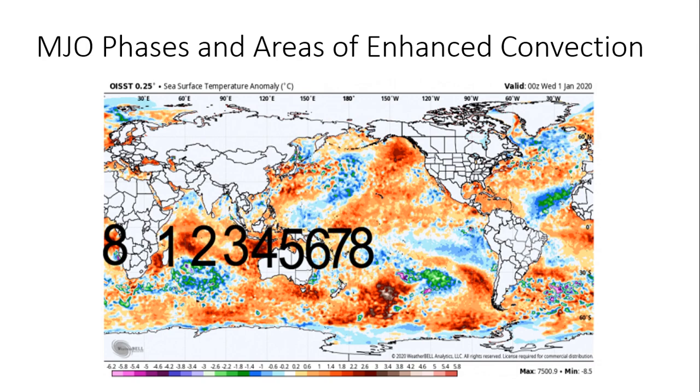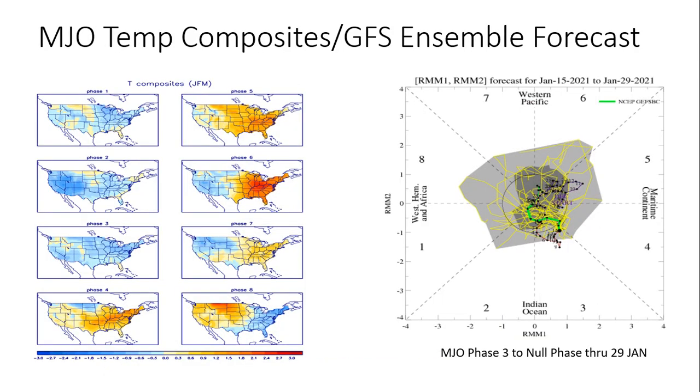So really interesting stuff. I'm going to go ahead and go into the temperature composites on the left here for the MJO for the months of January, February, and March. And the blue shading represents below normal temperatures. The orange shading represents above normal temperatures. So blue below normal and orange above normal. All right, and again, just as a review of things, phases 8, 1, 2, and 3 are all associated with colder temperatures across the eastern United States.